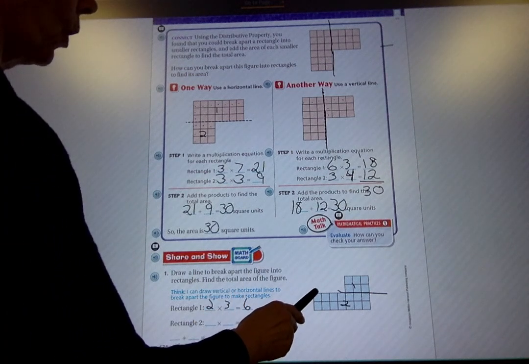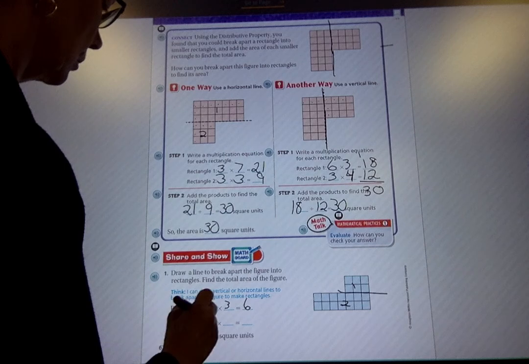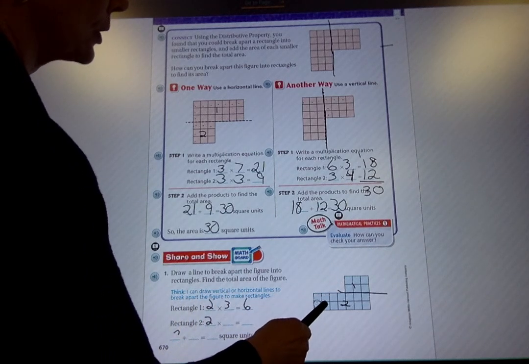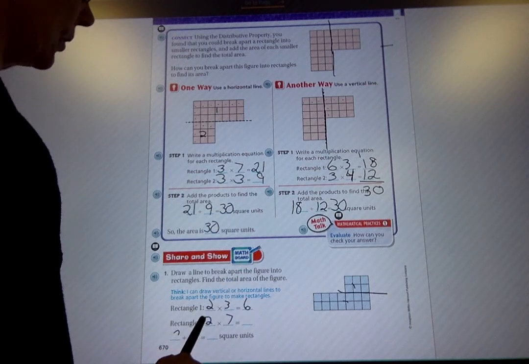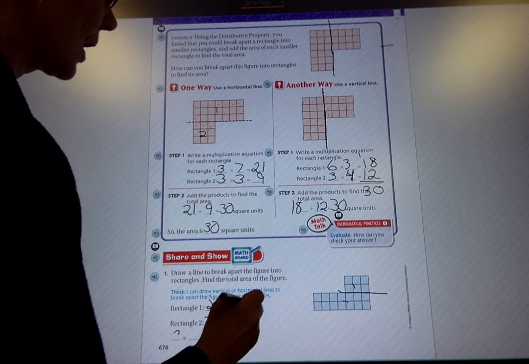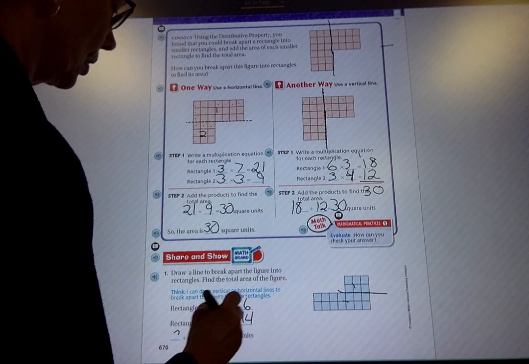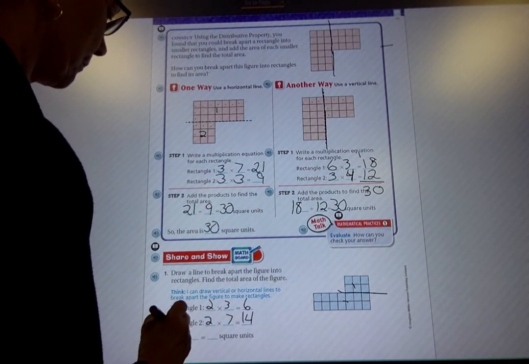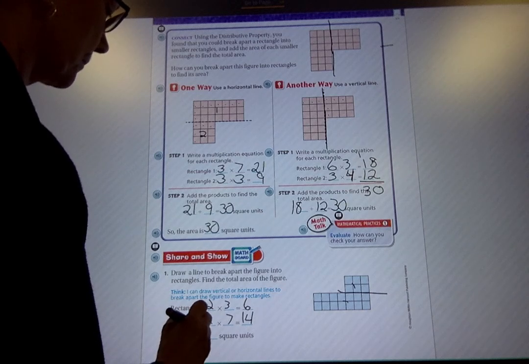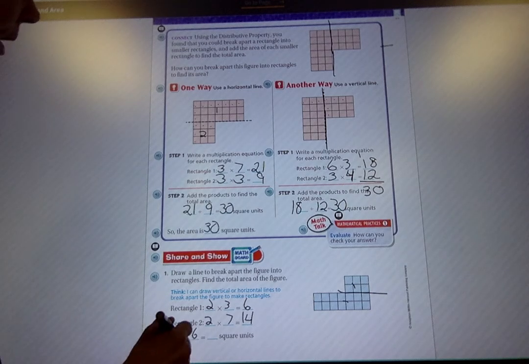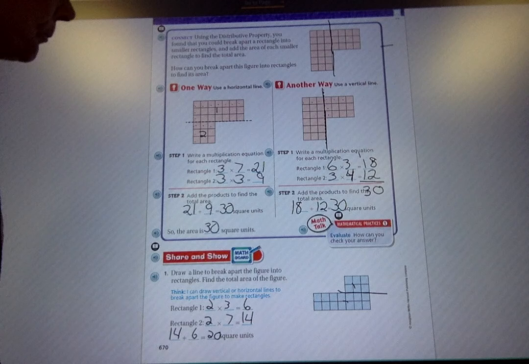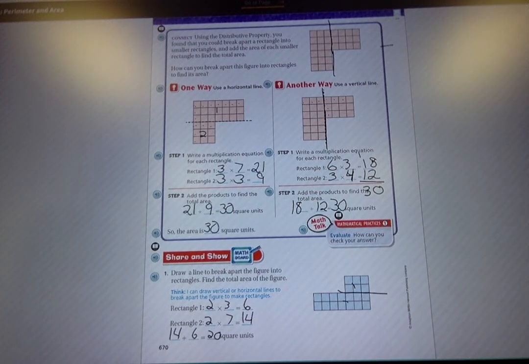Rectangle 2 is 1, 2 by 1, 2, 3, 4, 5, 6, 7. 2 times 7, double of 7 is 14. 14 plus 6, or 6 plus 14, that's that commutative property. It won't change our answer. We get 20. Okay? We're going to go on now.